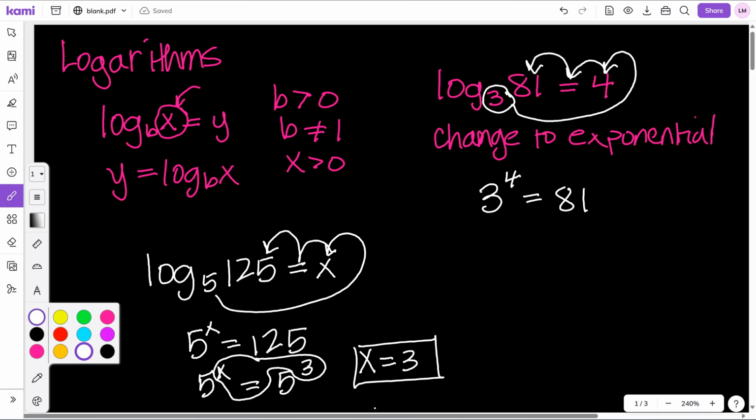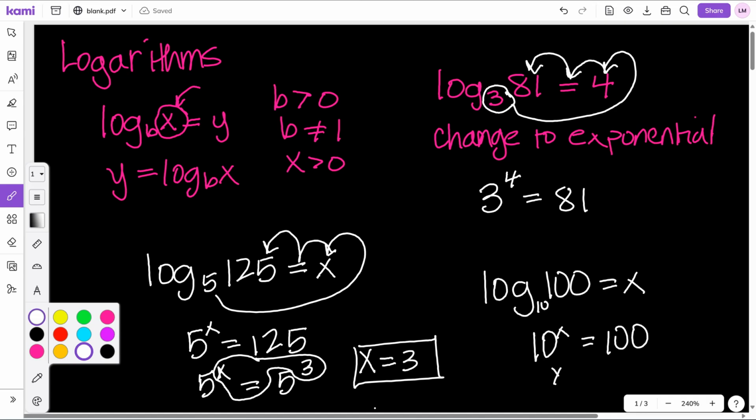Just a reminder, if we see log of 100, that means my base is 10. This is my common logarithm. That's not written there, but my base is 10. So 10 to the x equals 100. We know x has to be 2 for that to be true.